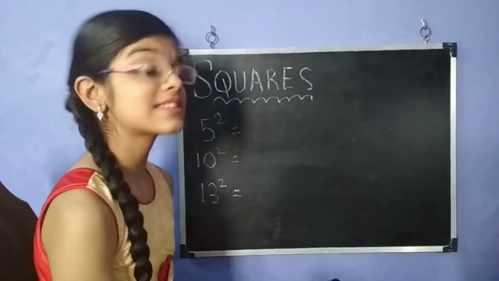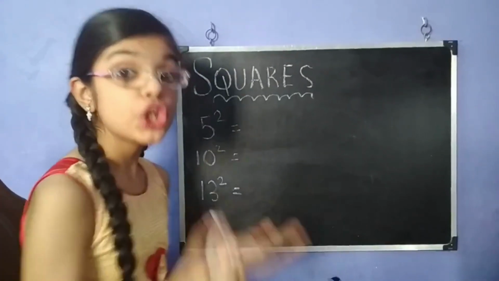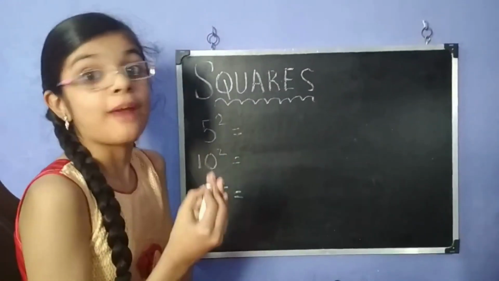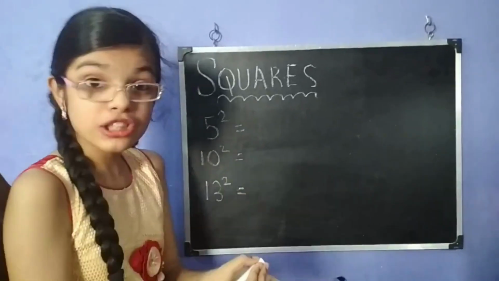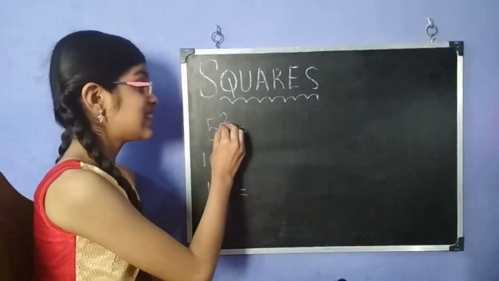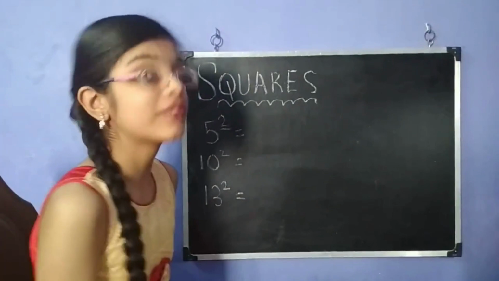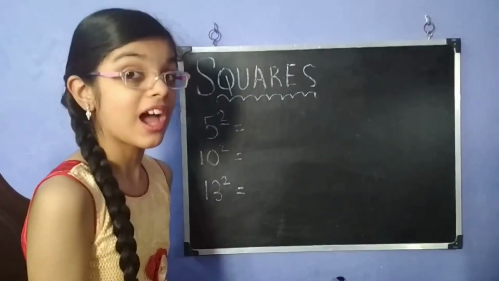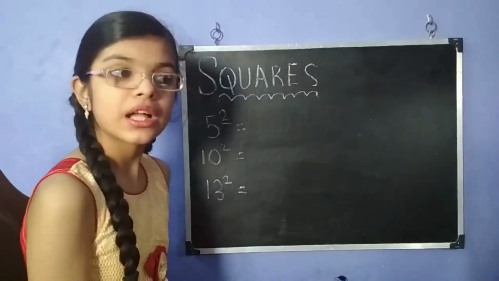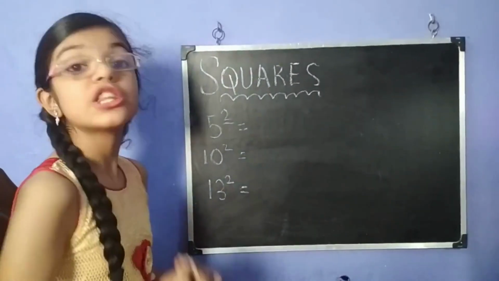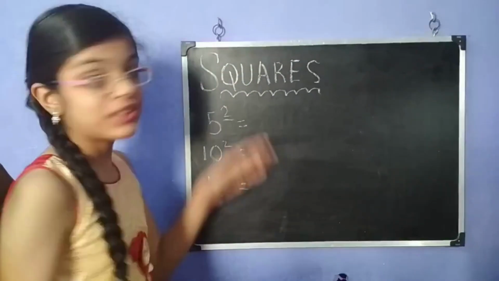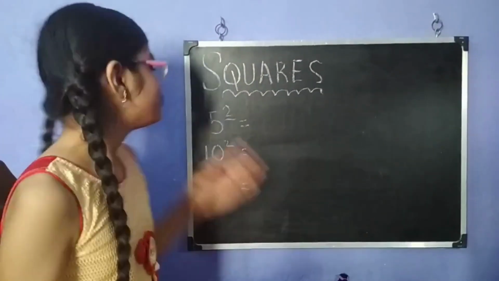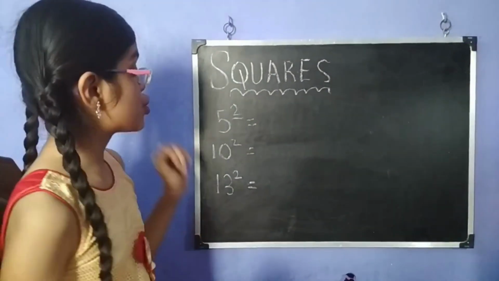So, last time we learned that two triangles make up a square. And we also learned when we see this symbol on top of a number, it means that number is multiplied by itself. Now, we have to find the square of these numbers. So, let's look at the first question.